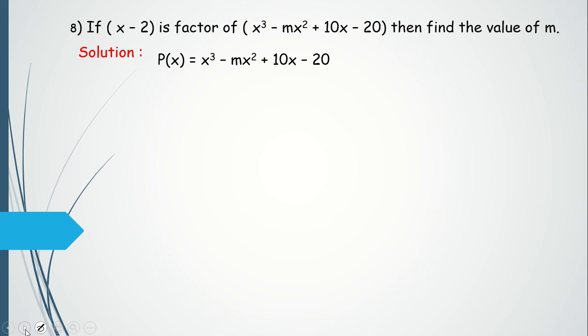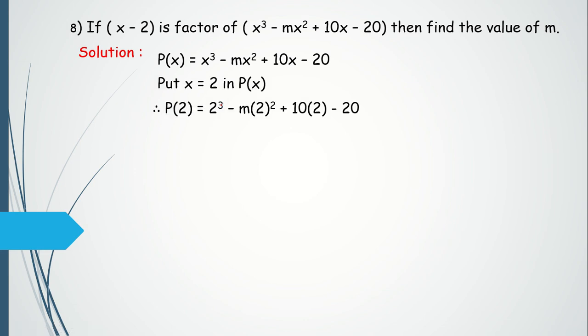So p(x) is x cube minus mx square plus 10x minus 20. p of 2 will be, put 2 wherever there is x: 2 cube minus m into 2 square plus 10 into 2 minus 20. 2 cube is 8, minus 4m, plus 20 minus 20. Plus 20 minus 20 gets cut. You will be left with 8 minus 4m.